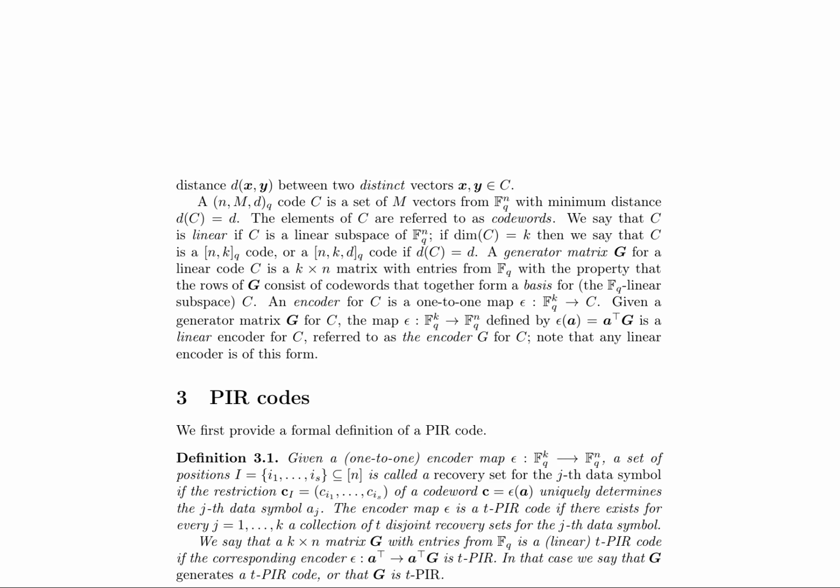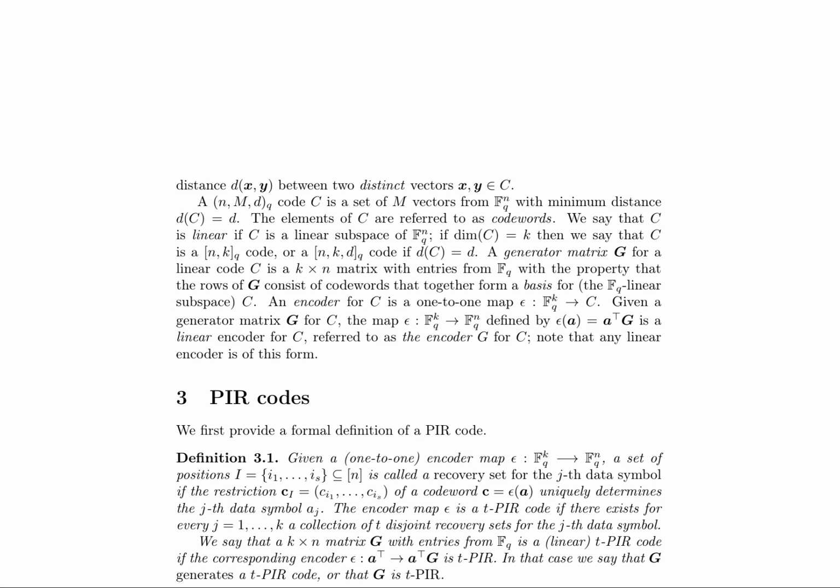In the finite field F_Q^n, a distance metric d(x, y) is defined for two distinct vectors x and y. An (n, M, d, q) code C is a set of M vectors from F_Q^n with a minimum distance d(C) equal to d, where the elements of C are referred to as codewords. A linear code C is a linear subspace of F_Q^n, and if dim C equals K, then C is an (N, K, Q) code, or an (N, K, D, Q) code if d(C) equals D.